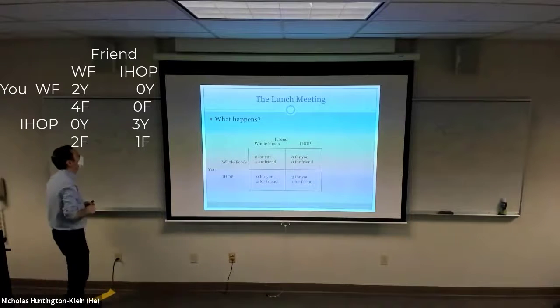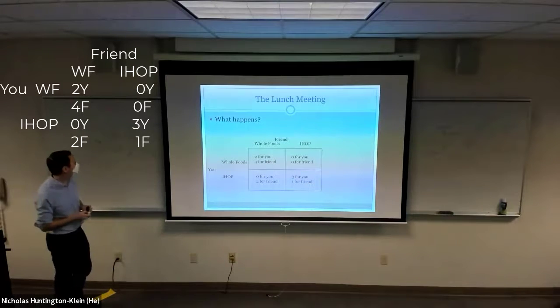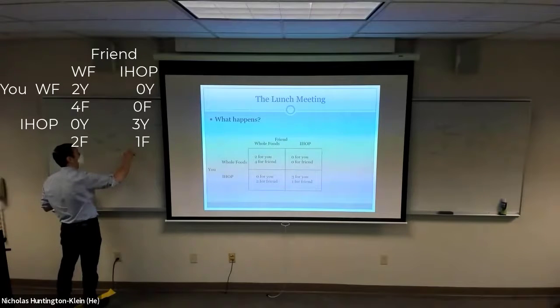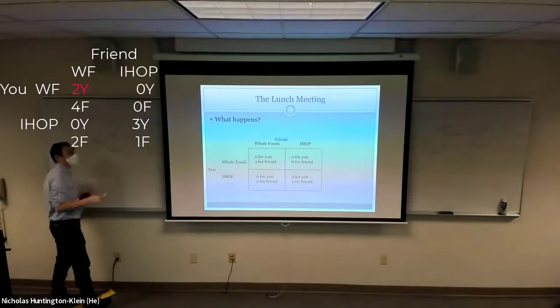So first, if we think that your friend is going to go to Whole Foods, what's our best response? We could go to Whole Foods and we'll get 2. We could go to IHOP and get 0. 2 is better than 0. I'm going to circle the 2.